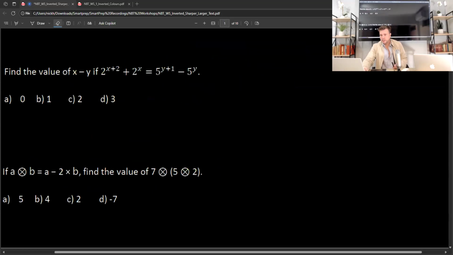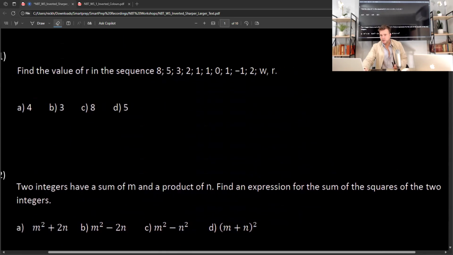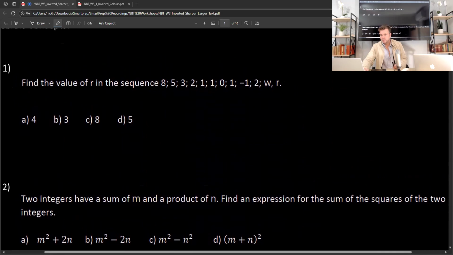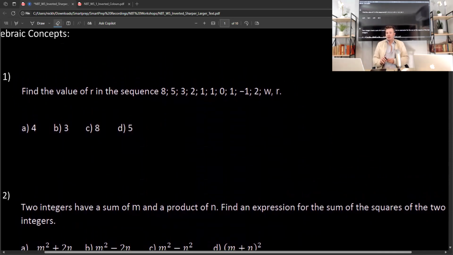Right, the first question says, find the value of R in the sequence 8, 5, 3, 2, 1, 1, 0, 1, negative 1, 2, W, R. Please try this, see if you can get it.